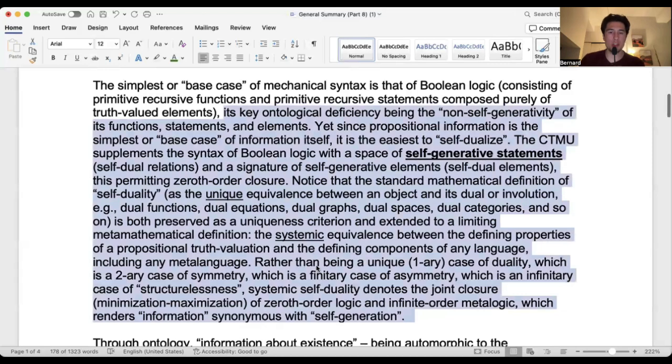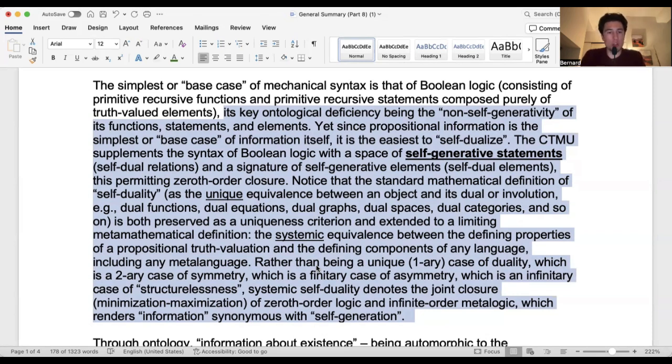But its key ontological deficiency is that it is non-self-generative. Its functions, statements, or relations and elements are non-self-generative. But since propositional information is the simplest or base case of information itself, it is the easiest to self-dualize. Now, the CTMU supplements the syntax of Boolean logic with a space of self-generative statements, which we can call self-dual relations, a signature of self-generative elements, namely self-dual elements, which permits zeroth order closure.